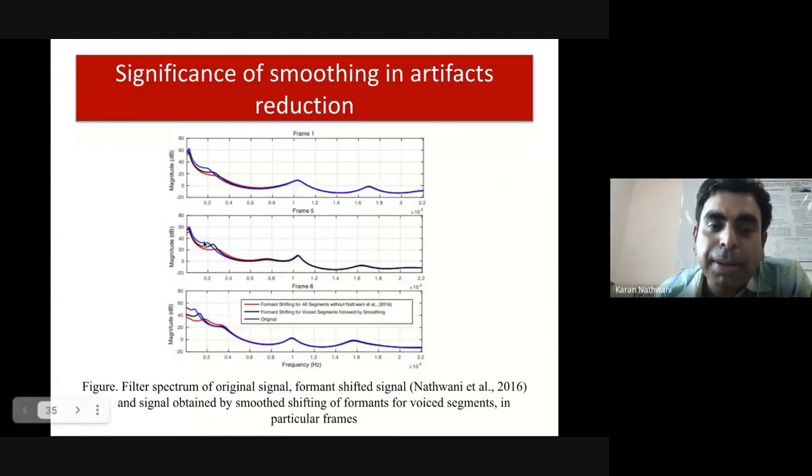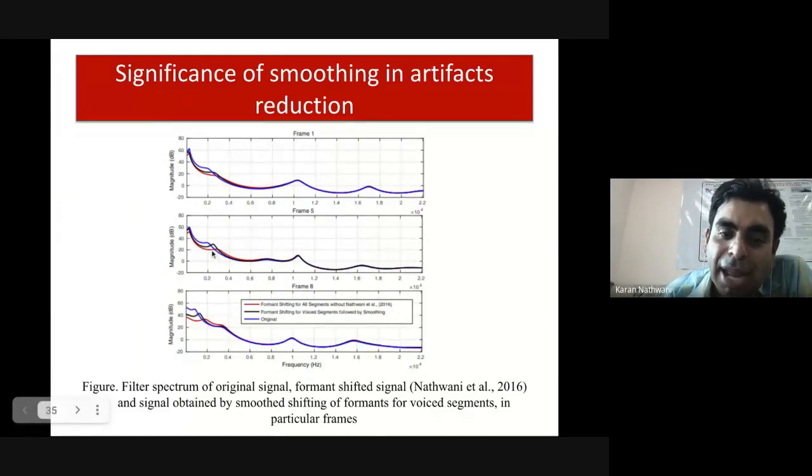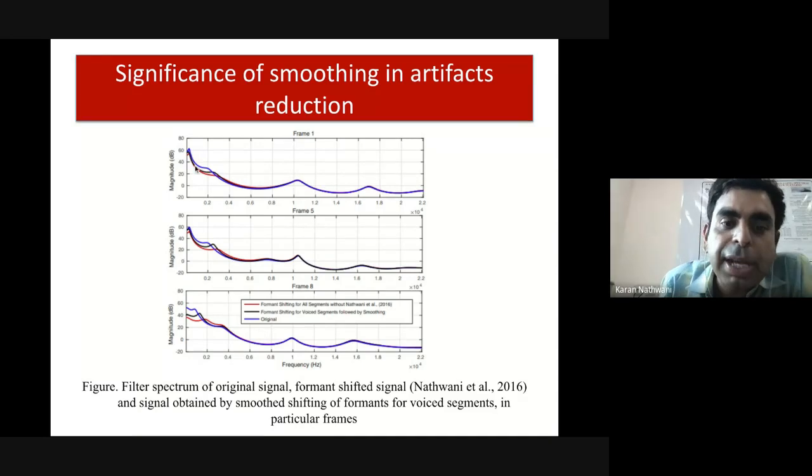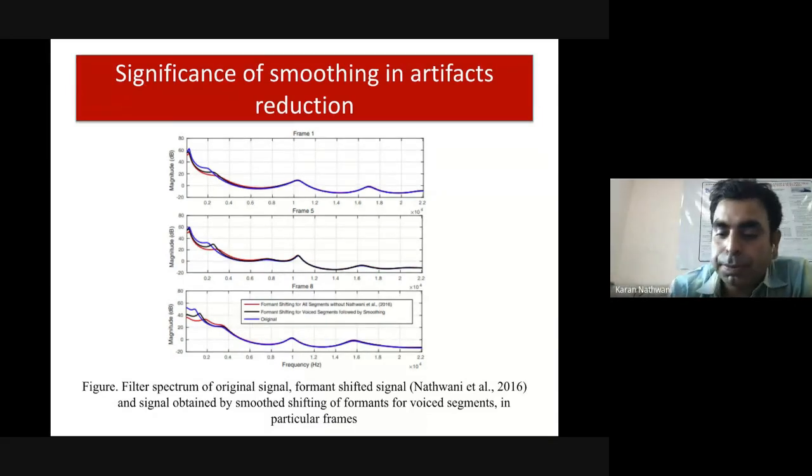So the black one is a better compromise. You can see that it comes quite close to the blue one, but it's still different. But the red one is completely out of scope. If the original formant is around 100 hertz, it is coming out at 200 hertz. So it is too much difference. That is the problem with the previous method.